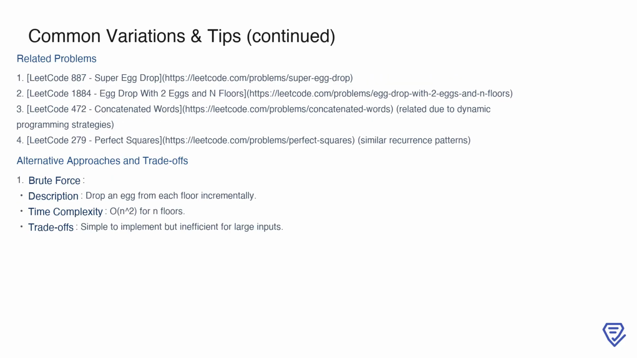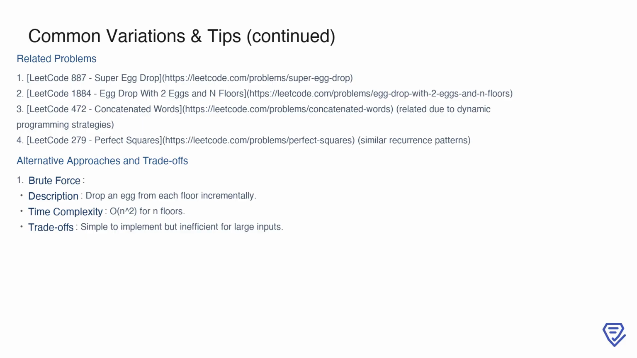This problem also has connections to several related problems on LeetCode, which can help deepen your understanding. For example, Problem 887, Super Egg Drop, is a more generalized version of this problem. Problem 472, Concatenated Words, and Problem 279, Perfect Squares, are related due to their dynamic programming strategies and similar recurrence patterns. Exploring these problems can give you additional insight into how to approach variations of the egg drop challenge.